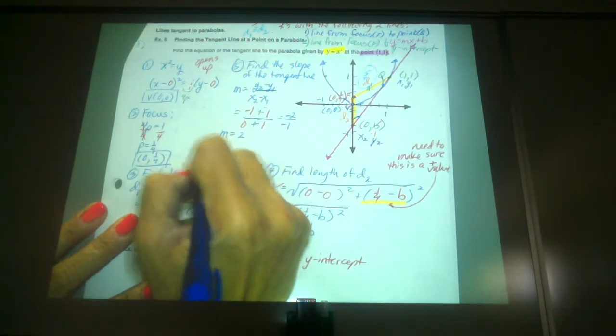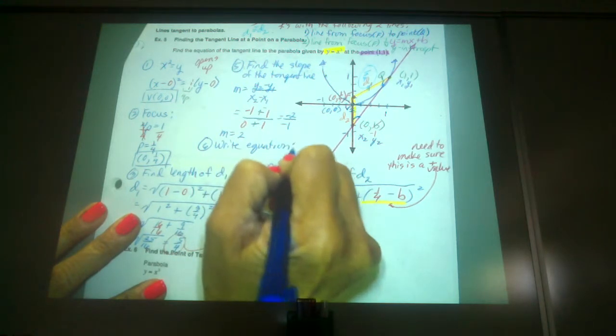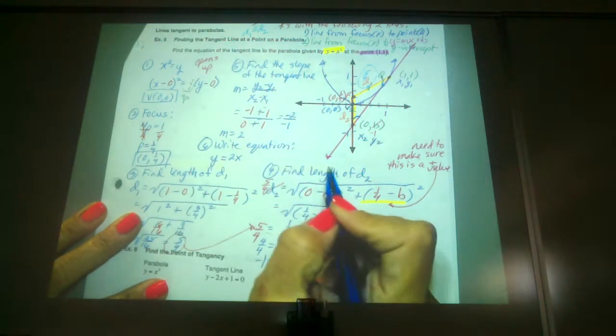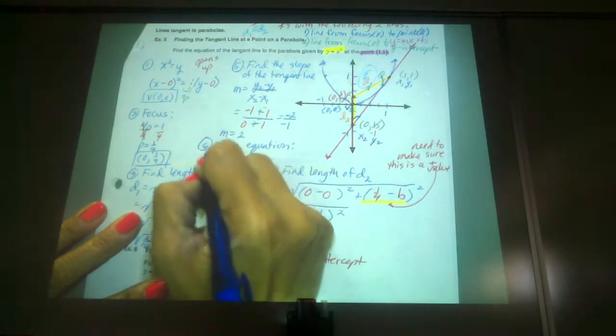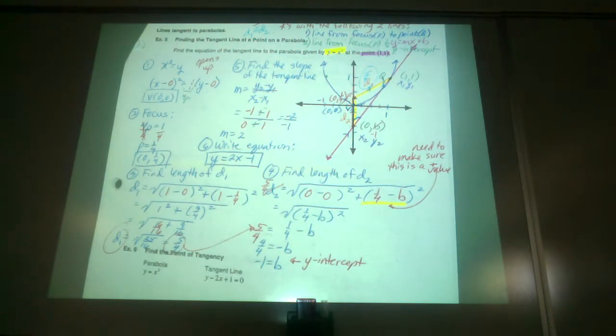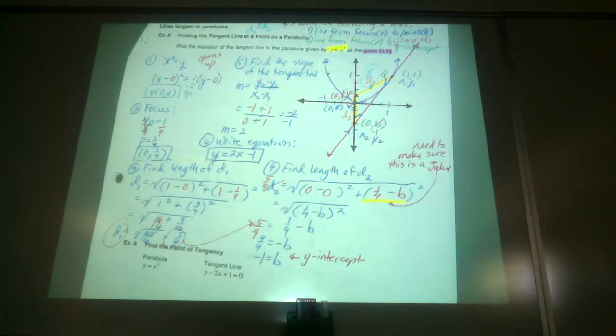So then finally I can write my equation. And that's what we're looking for. So I've got y equals, my slope is 2x, my y-intercept is -1. So the equation of that line is y = 2x minus 1. Of course, you can always check this on your calculator by putting in y equals x squared, and then the next y equals, put in 2x minus 1, and then check the intersection of these two graphs and make sure that the intersection comes out to be 1, 1. Checked.